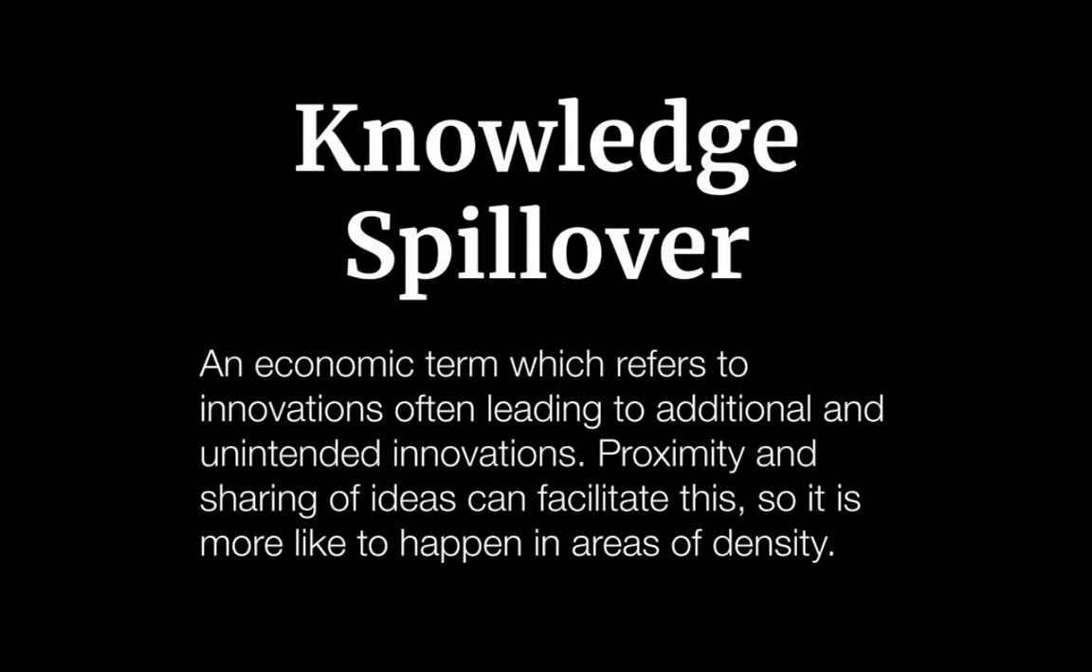Having watched the clip from How We Got to Now, which is a really great PBS series that you might be interested in continuing to watch, we learned about something called knowledge spillover or information spillover. This is an economic term which refers to innovations often leading to additional and unintended innovations and proximity of sharing ideas. The fact that new inventions and new ideas often come in places that are densely populated and where people can build off the ideas of each other.